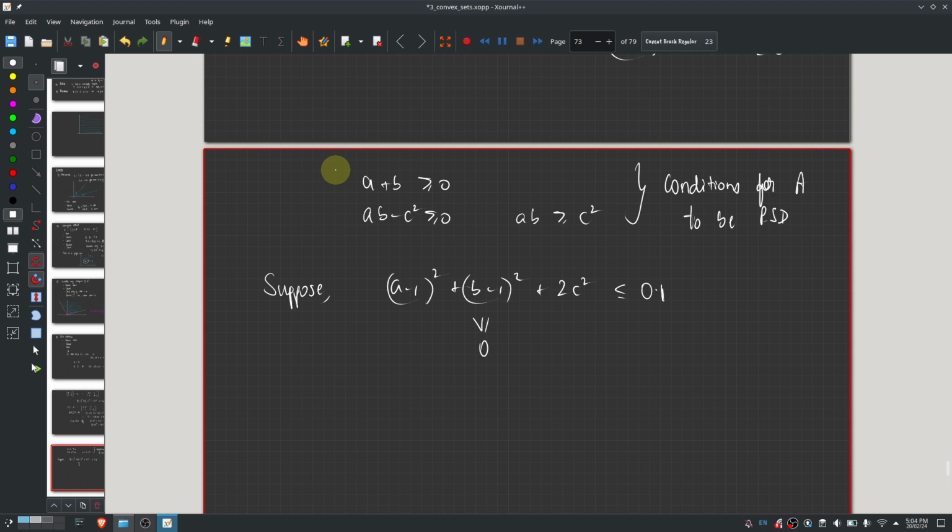True. But I want to show this for all possible A, B, C. Correct. So in other words, (a minus 1) the whole square should be less than or equal to 0.1, (b minus 1) the whole square should also be less than or equal to 0.1, and 2c square should also be less than or equal to 0.1. That has to be satisfied. Right?